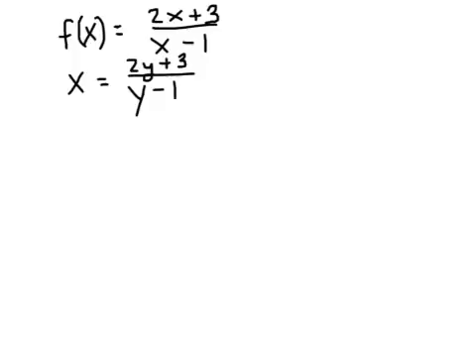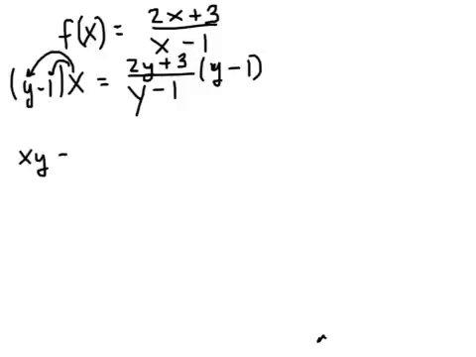Now, in the last problem, we got rid of the fraction by multiplying by the denominator. I'm going to do the same thing. I'm going to multiply this by y minus 1. And if I do something to one side of the equation, I've got to do it to the other. Now over here, we're going to have to distribute that. So that's going to give you xy minus x. And on this side, the y minus 1's cancel out, leaving you 2y plus 3.